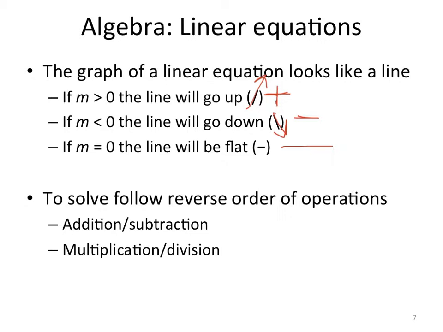So if we're solving for one unknown or another, all we do is we reverse operations. If something's being subtracted and we want to undo that, then we add it. If something's being divided and we want to undo that, then we multiply. And that's how we rearrange equations to solve for what we want.